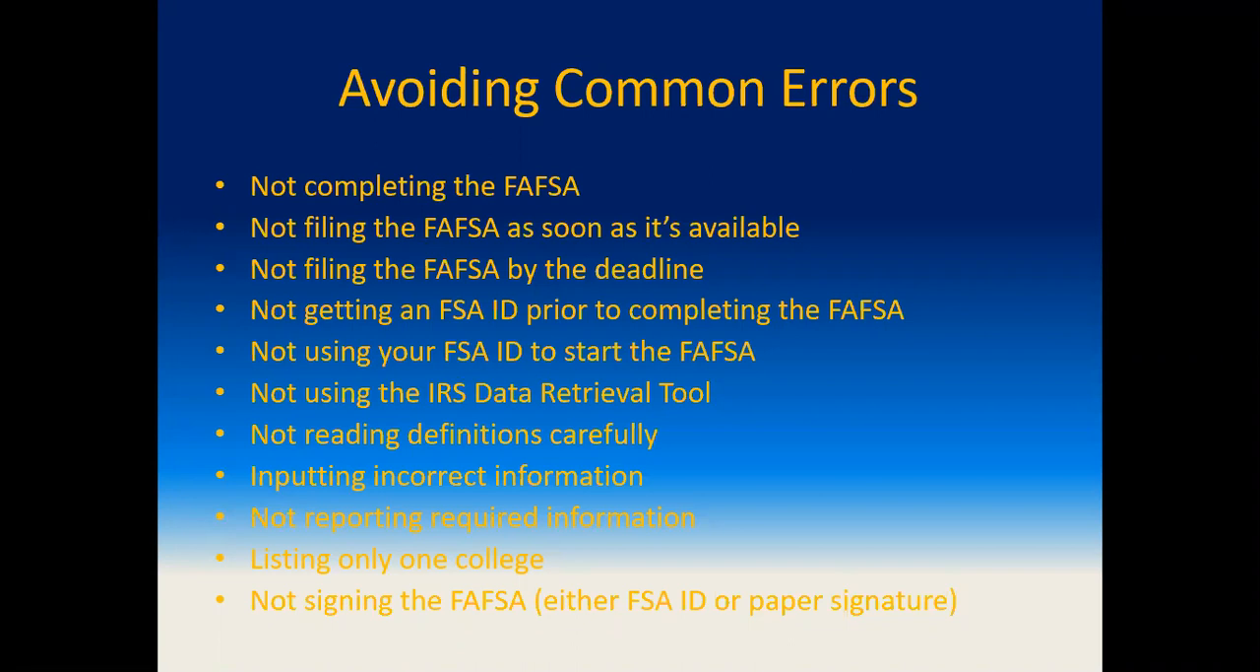Another common error is only listing one college. If you're considering going to one of many schools, you can put up to 10 schools to receive the FAFSA information. And you can always add new schools later on. It's not a big deal and it's very simple.